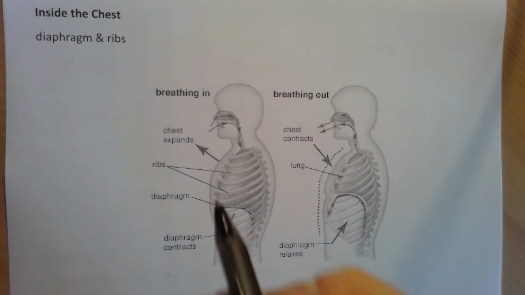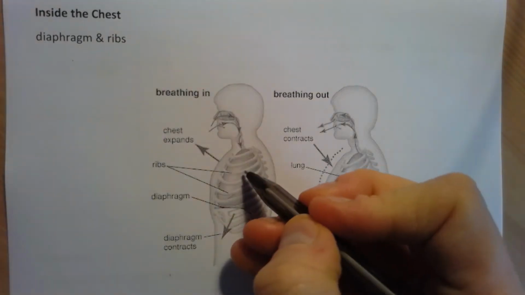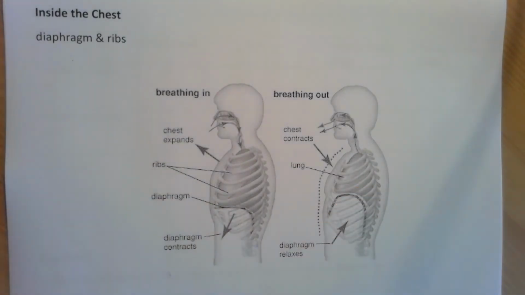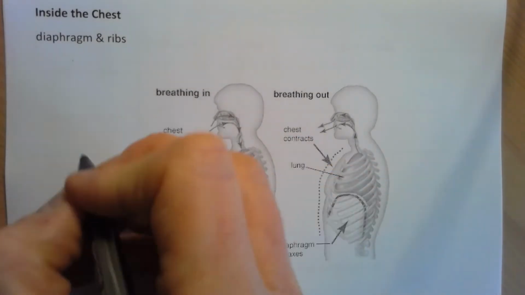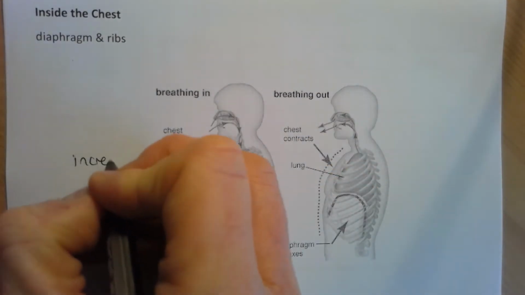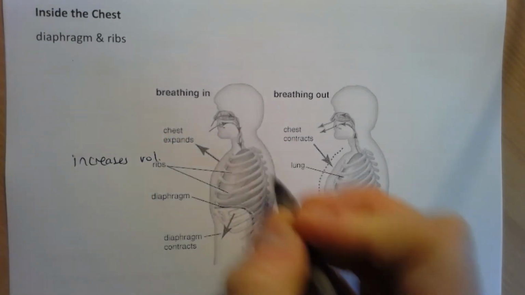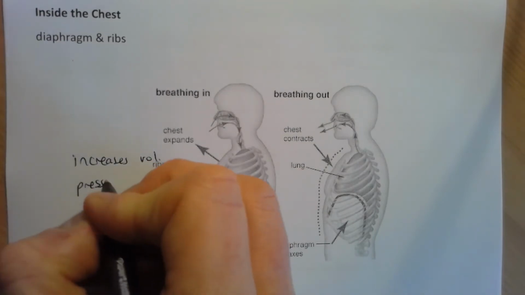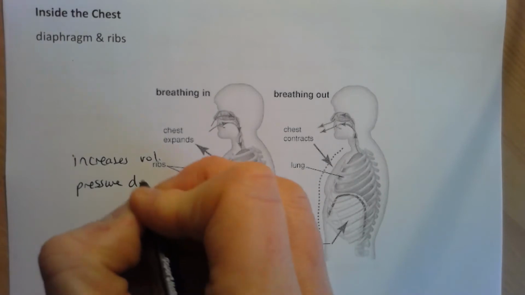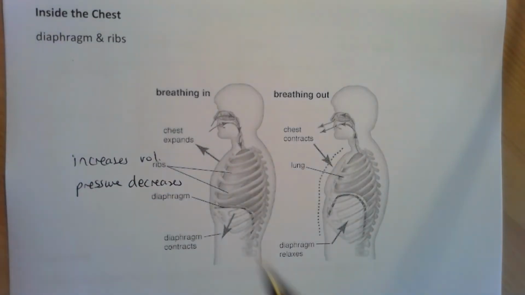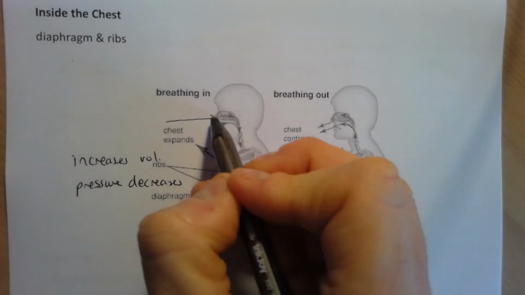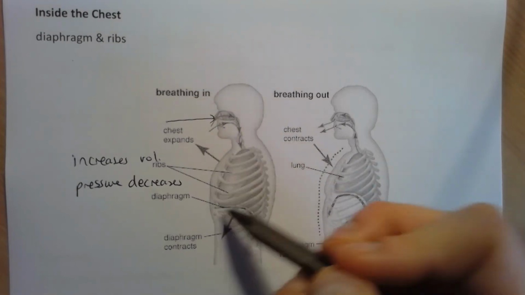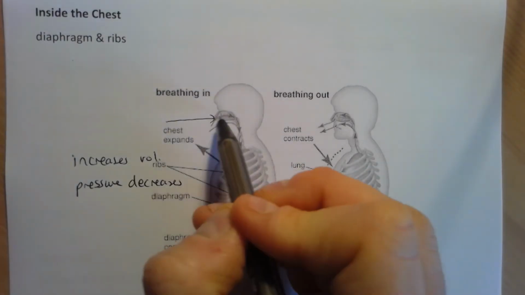So, when we breathe in, the ribs move out, and the diaphragm contracts and moves down. All of this process increases the volume in the chest cavity. That means that the pressure in the lung cavity decreases. As a result, the air pressure outside is higher than the air inside, so air is forced in through the mouth and nose into the lungs.